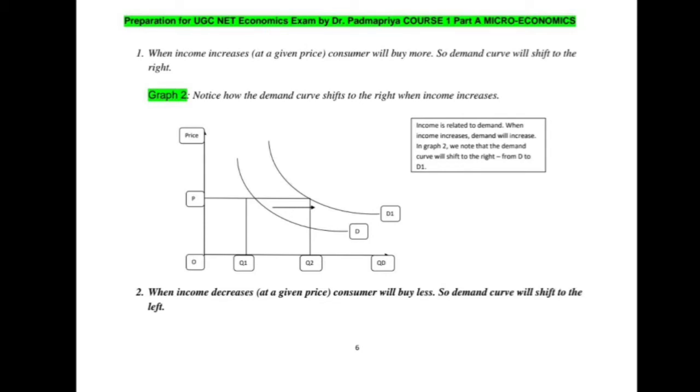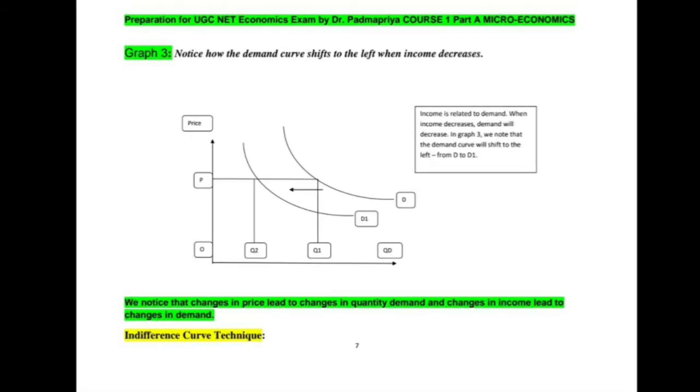Now we go to the concept of decreasing demand because of a fall in income. When the income is falling, obviously the demand curve will shift to the left. This is understood in graph number 3, where we have the demand curve shifting from D to D1. That is, at a certain price level, the quantity demanded will decrease when the income is decreasing.